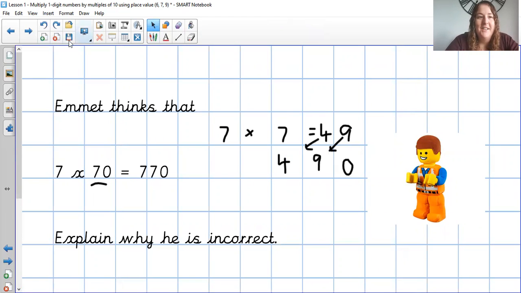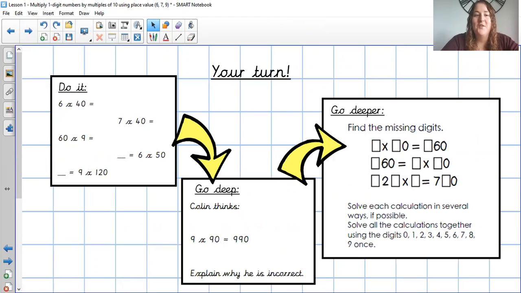Okay. Your turn for today then. You're going to have 5 do-it questions, very similar to the ones that we've done today. Remember to write down, first of all, what the question is asking you and then times it by 10. So the first one, you've got 6 times 40. It's going to be a lot simpler to work out 6 times 4 and then times the answer by 10. You then have a Colin problem. Colin's made a mistake on 9 times 90.